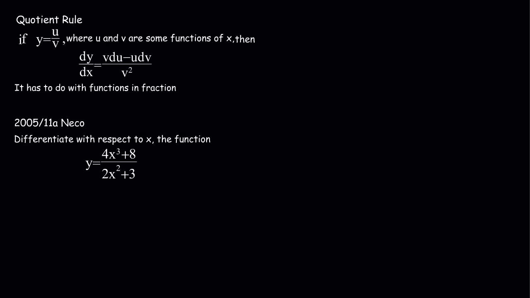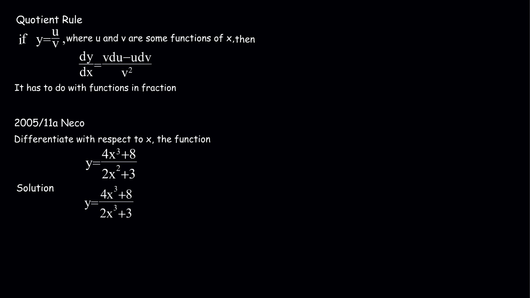Now we are going to take some examples to explain quotient rule further. Our first example is from NECO 2005. It states: differentiate with respect to x the function y equals 4x cubed plus 8 divided by 2x squared plus 3. Now in our solution, the first thing we are going to do is write down our equation, which is y equals 4x cubed plus 8 divided by 2x squared plus 3.